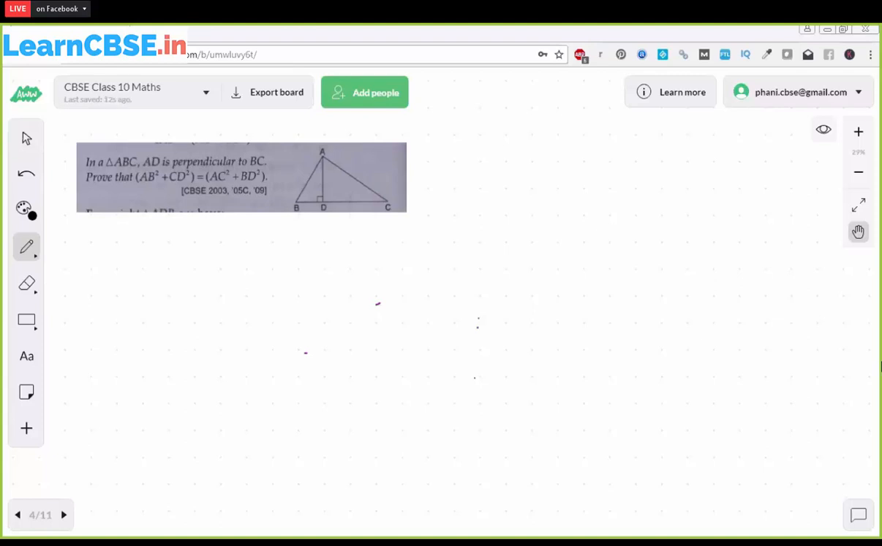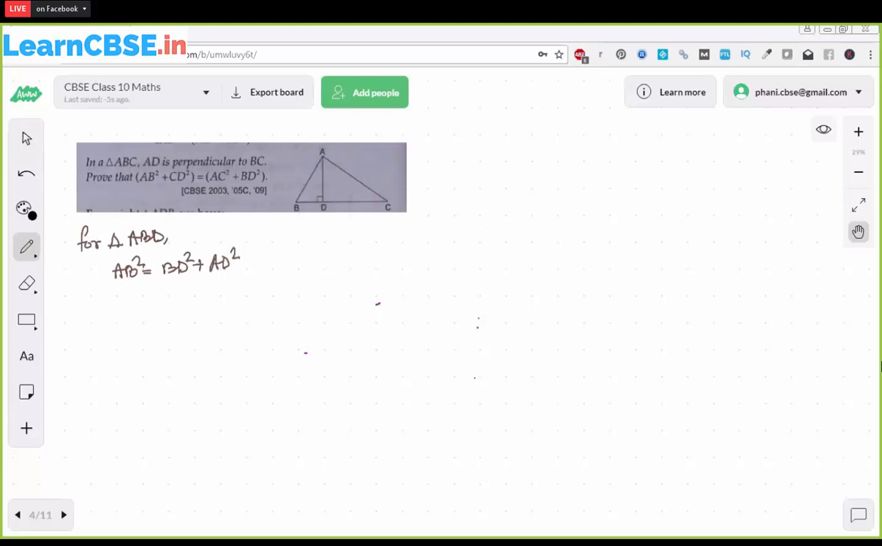So let's write. In triangle ABC, AD is the perpendicular to BC. We have to prove AB square plus CD square equals AC square plus BD square. So first of all, for the right angle triangle ABD, what we can write? We can write AB square, the hypotenuse square, equals base square plus height square, BD square plus AD square.